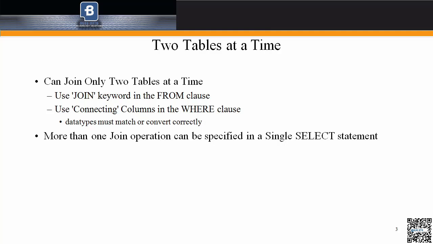So the fact that you can only join two tables at a time means that there has to be more than one joining operation allowed in a single select statement. And you can do that. You can join table A to table B, and then table B to table C. One join at a time, but two joins specified in a single select statement. That way we can get the information together from 3 tables, or 4 or more.